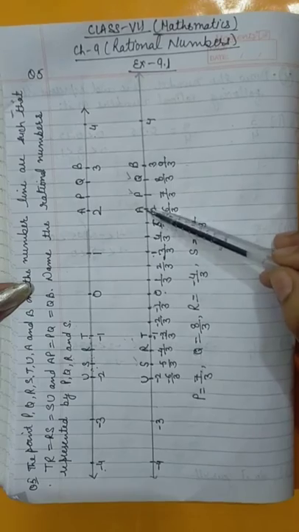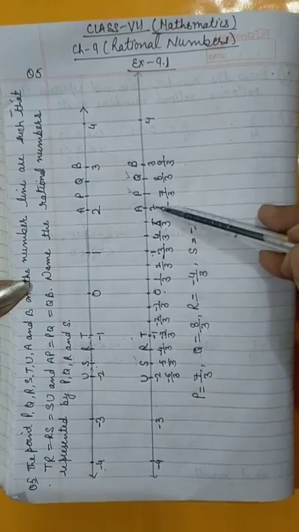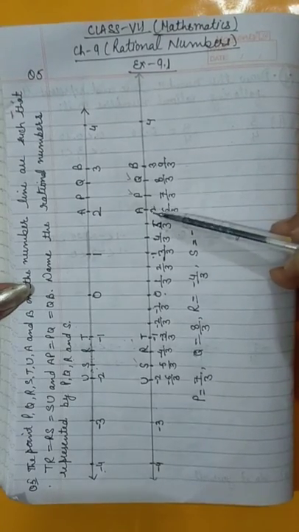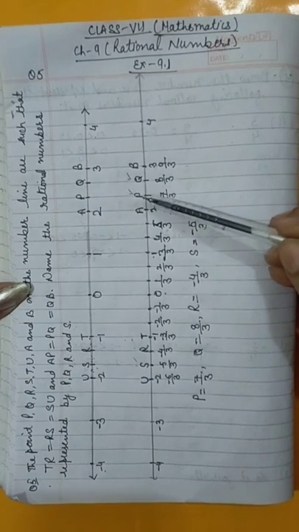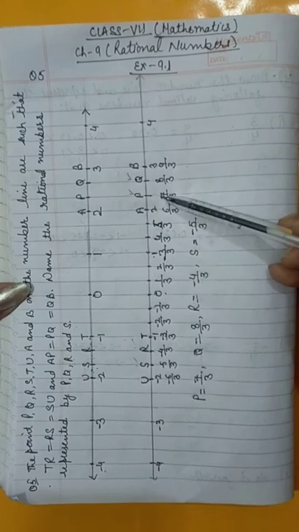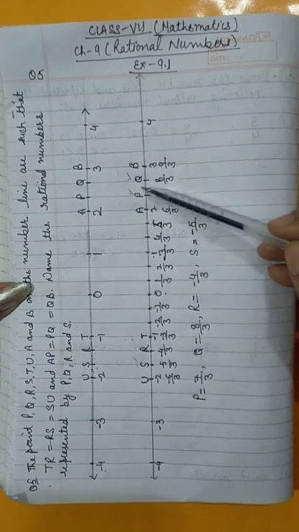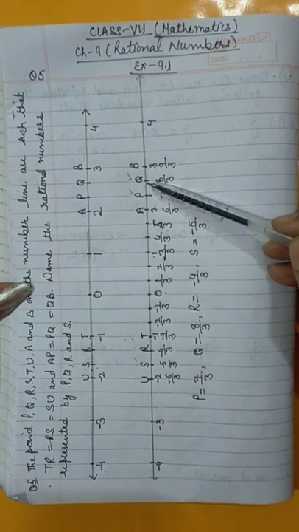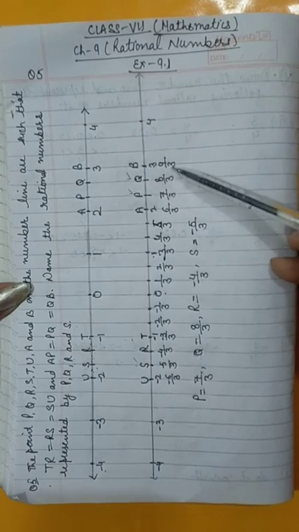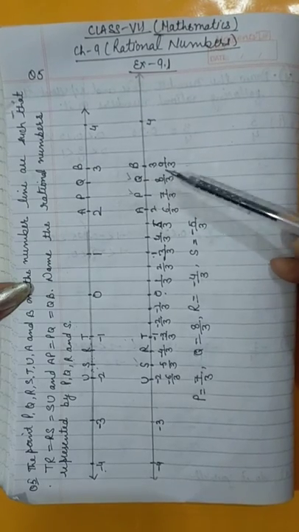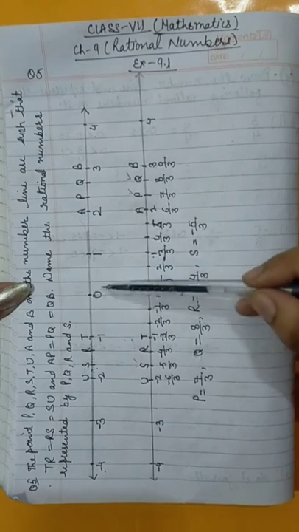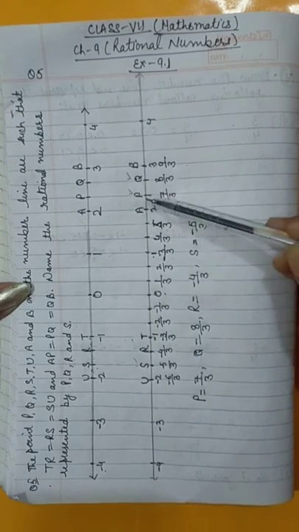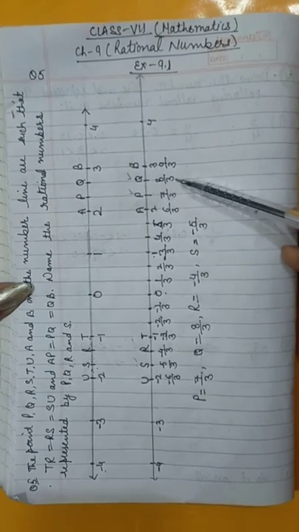This is 2, and it represents A. After 6/3 there is 7/3, and this is representing P. After 7/3 there is 8/3, which is represented by Q. And after that B is 9/3, which is 3. It means the values of P and Q on the right side of 0 on the number line are: P is 7/3, Q is 8/3.